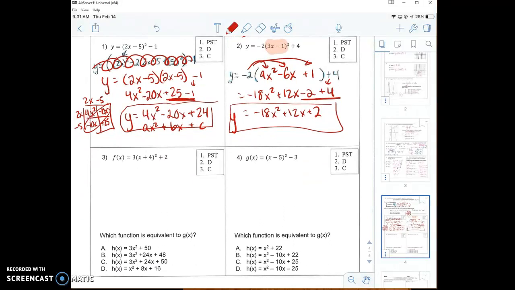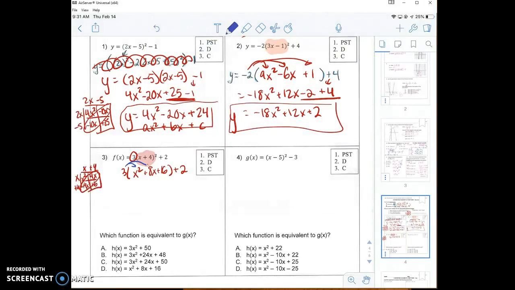Okay, number 3, same thing. I'm going to start with what I have in the parentheses, x plus 4 and x plus 4. x squared, plus 4x, and 4 times 4 is 16. So this makes, I'm going to leave it in parentheses because I have that 3 to distribute, x squared, 4x and 4x is 8x, plus 16. And carry down my plus 2.